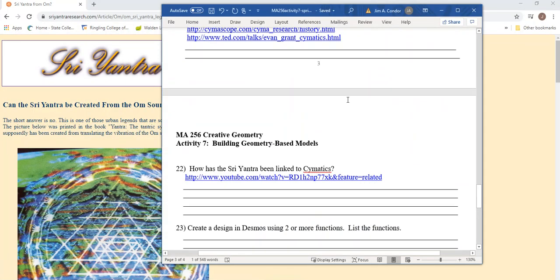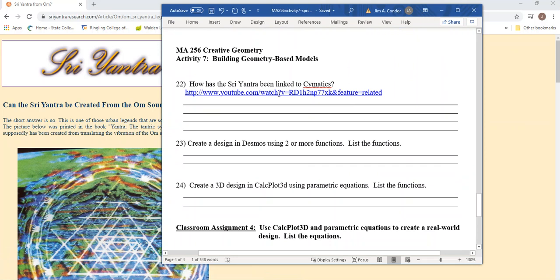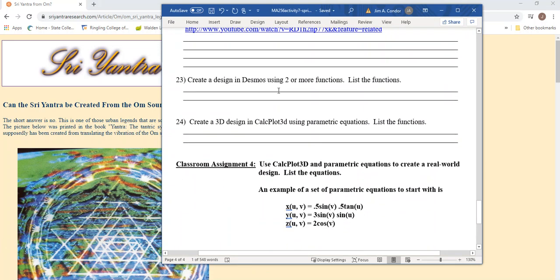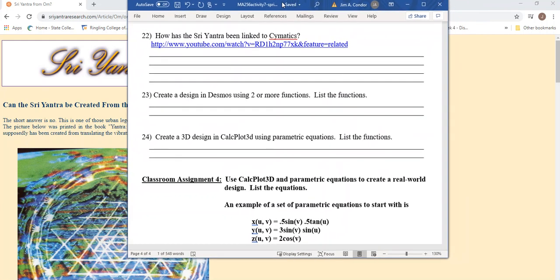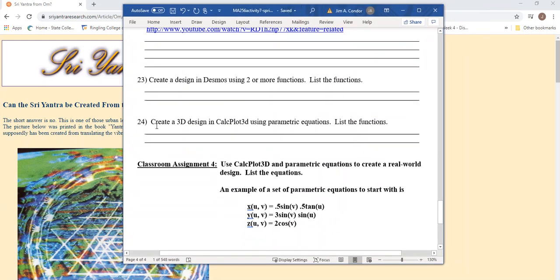Okay, so let's go on and create a design in Desmos using 2 or more functions, which we talked a little bit about before. And then I want to go into CalcPlot 3D, and it's the last thing we'll talk about.